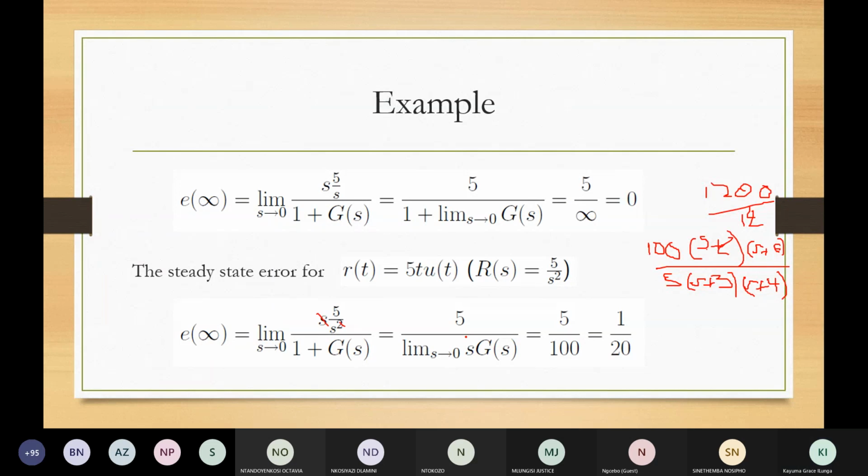Yes, sir. What's the question? What is the question? There is no question, sir.